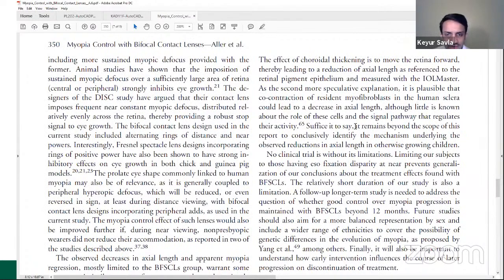So I think suffice to say, it remains beyond scope to report conclusively, to identify the mechanism underlying the observed reduction in axial length in otherwise growing children. So they are trying to say that we need to identify the mechanism, I guess. So now if you are trying to look for a research topic, this is a great research topic. In your bachelor's thesis, probably not, but probably for master's or something like that.